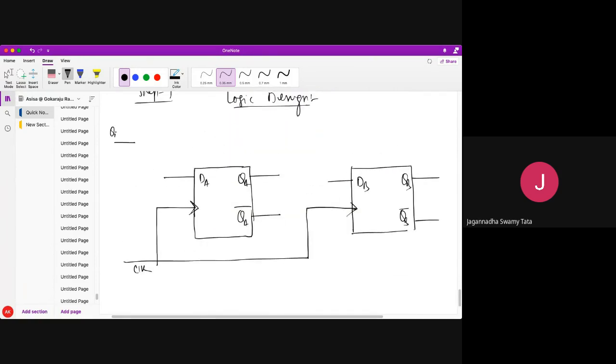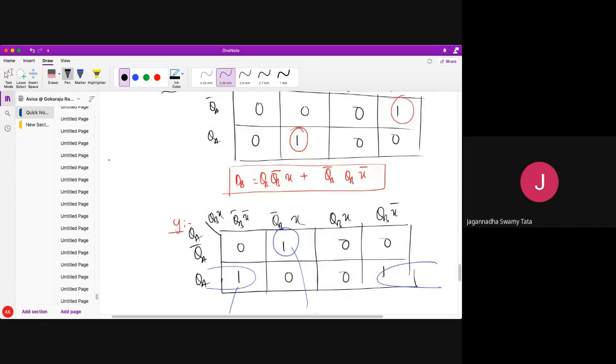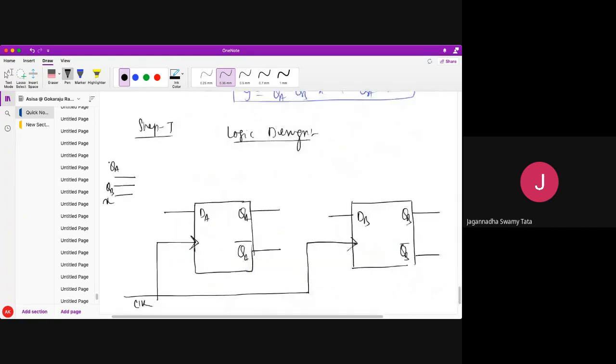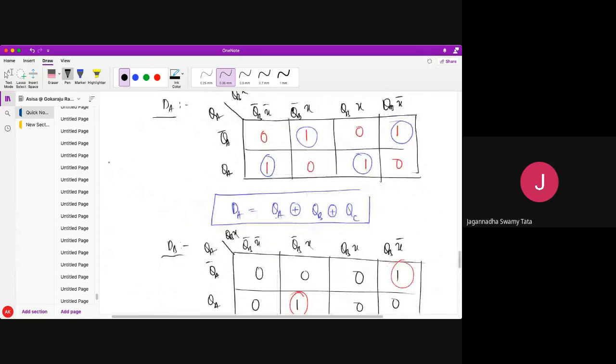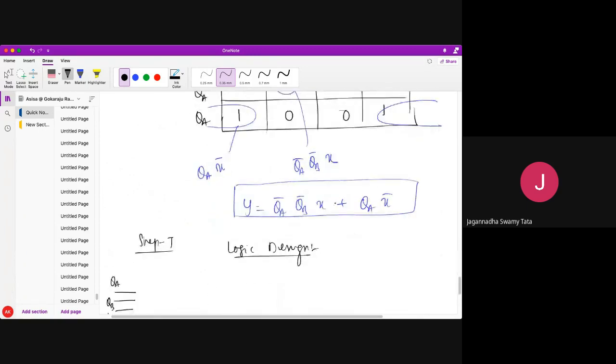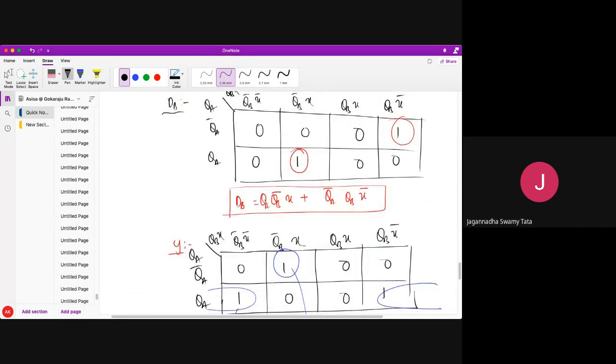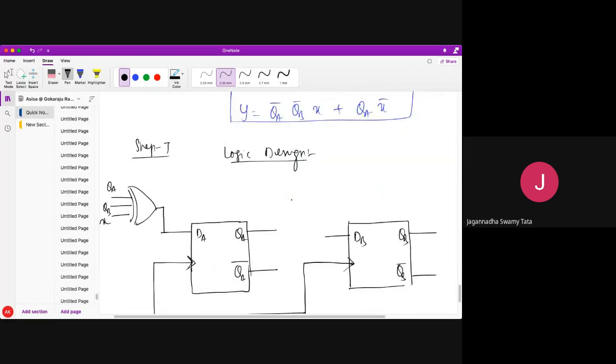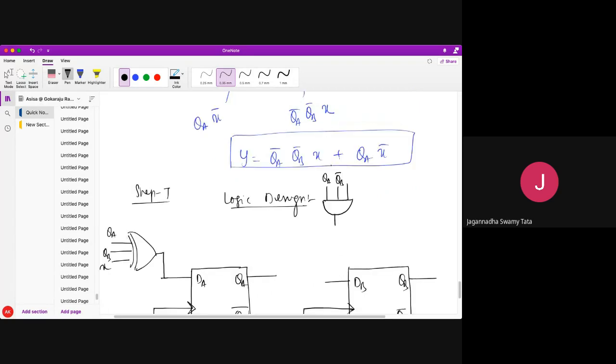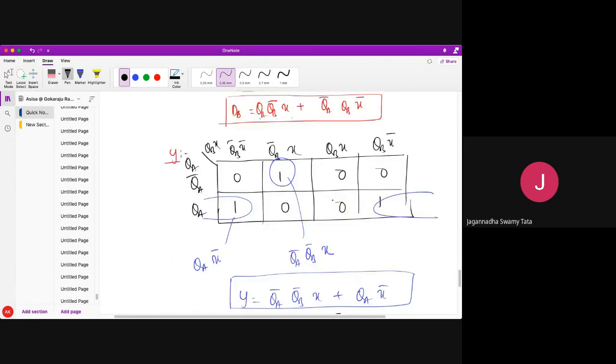So I have just taken it like this: QA, QB XOR X. Sorry, QC or X, this is X. Okay, QA QB X, and it is an XOR operation. So I have taken it like this, with the output connected to here. Okay, now DB is what? DB is QA QB bar X. Okay, so I have taken it here like this, QA QB bar, and X directly, into an AND gate. Similarly QA bar QB X bar.